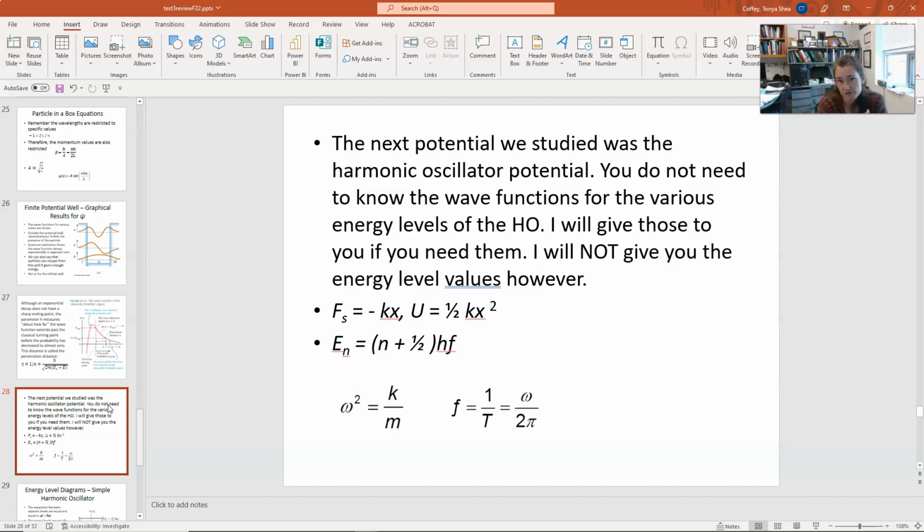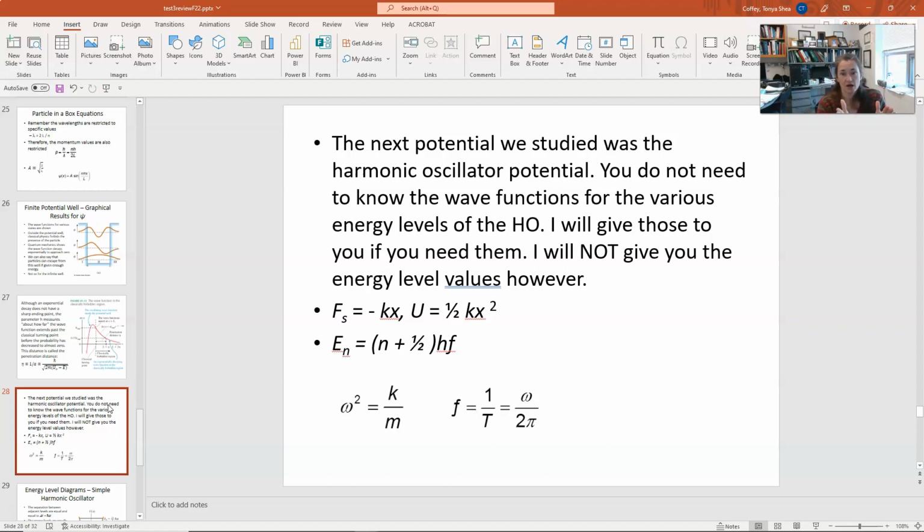The result of solving the Schrodinger equation, which was a doozy, by the way, and non-trivial to say the least, gives energy levels E sub n equal to (n plus 1/2) times hf, or (n plus 1/2) times h bar omega. Here f is the frequency of oscillation, and omega is the angular frequency. Of course, omega for any harmonic oscillator is the square root of k over m.